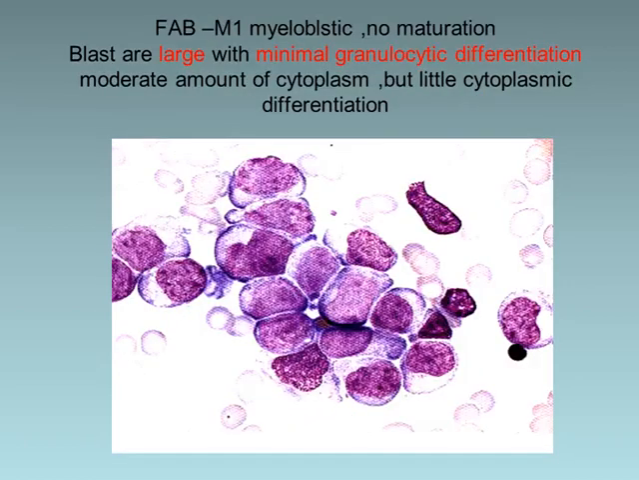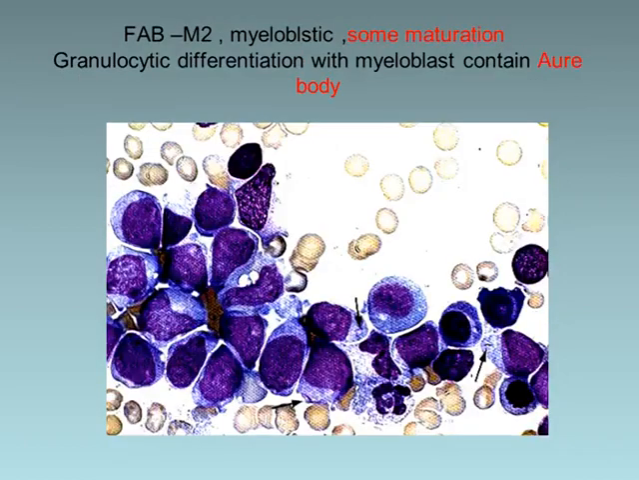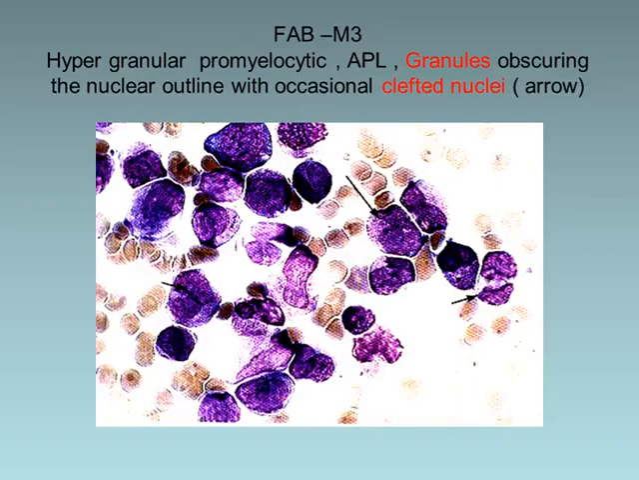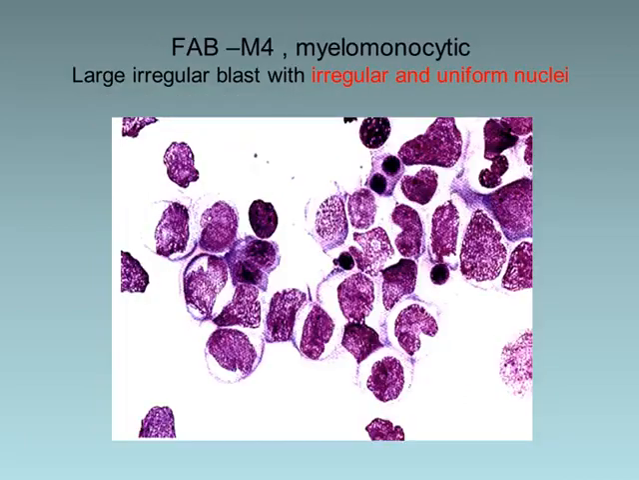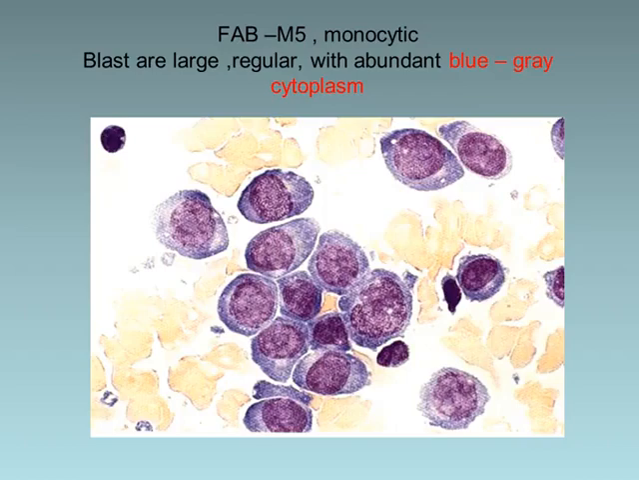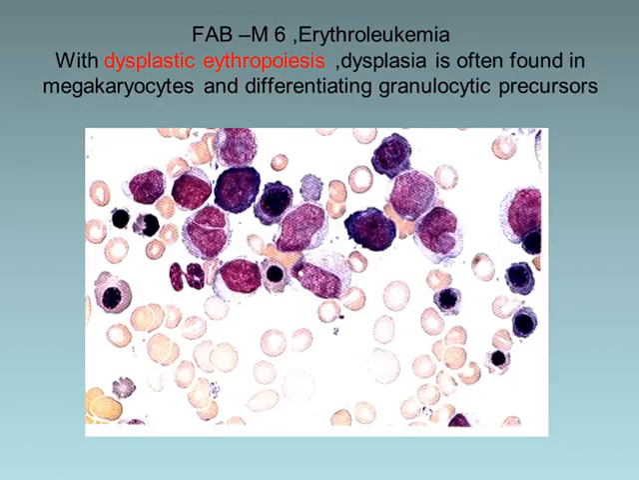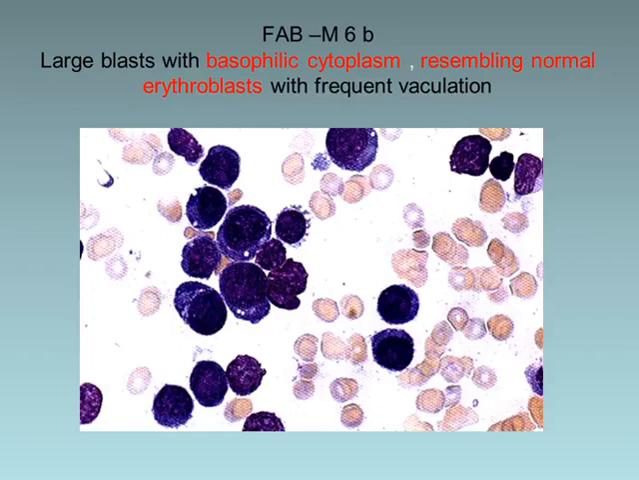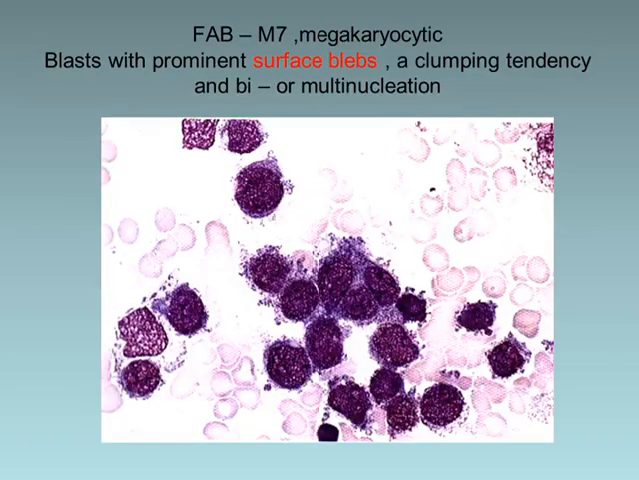While myeloid leukemia is classified into M1, which is myeloblastic, no maturation; M2, myeloblastic with some maturation, in which the Auer body will become apparent. This is the Auer body. The M3, which is the hypergranular promyelocytic leukemia. The M4, myelomonocytic. M5, monocytic. M6, erythroleukemia. And M7, megakaryocytic leukemia.